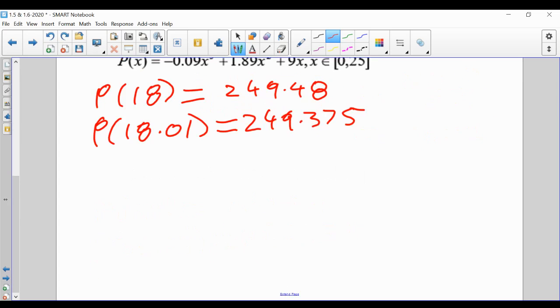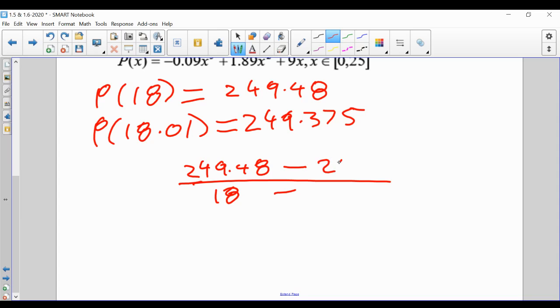I'm going to put the 249.48 first. And I'm going to put the number that gave me that underneath it. I'm trying to make sure you keep them in the right order. Minus the 249.375 minus the number that gave me that, which is 18.01. Right, so I match them up that way.